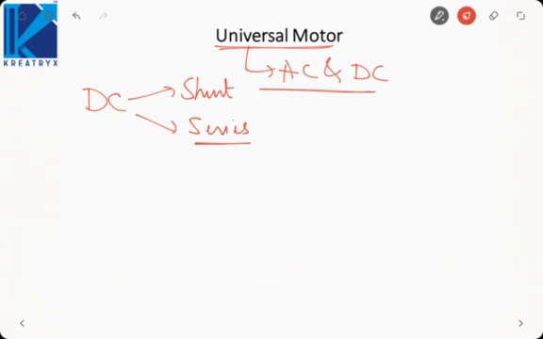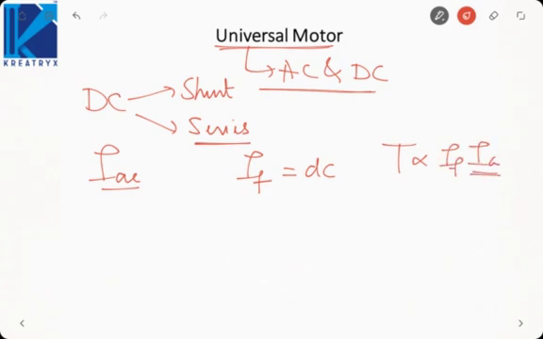So what happens in the case of shunt? If we provide an alternating current, the field winding current will be DC and torque is proportional to IF into IA. Due to IA being alternating, the torque will be alternating. So the torque will be like this. It will be positive for one half cycle and negative for the other half cycle. So the motor will rotate in one direction for one half cycle and in the other direction in the other half cycle. But the motor has certain inertia, so it cannot quickly change its direction. That is, the motor will vibrate and it will not be able to rotate. So a DC shunt machine can never operate on AC supply.